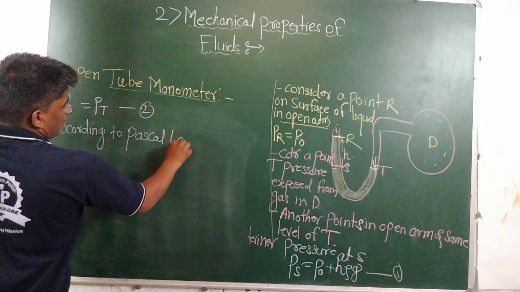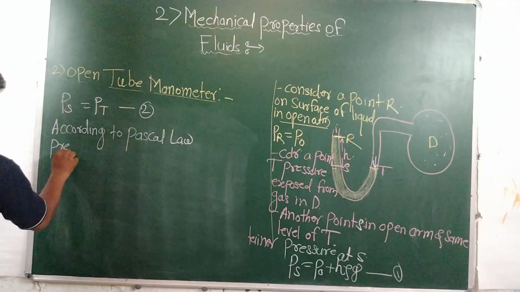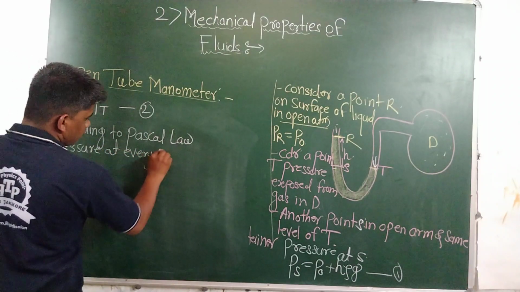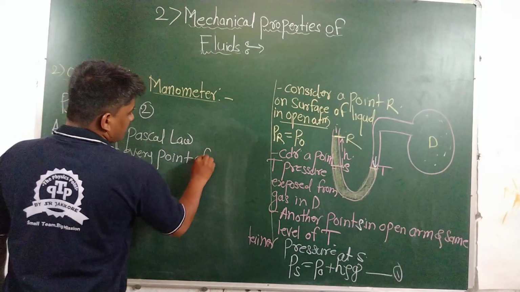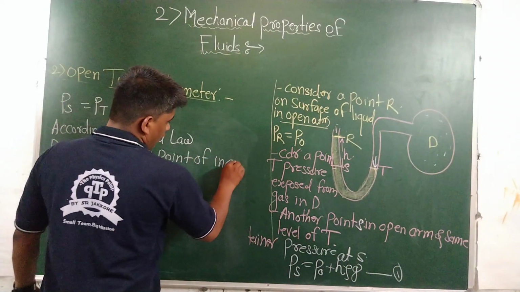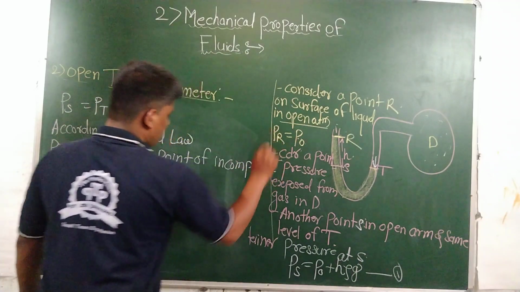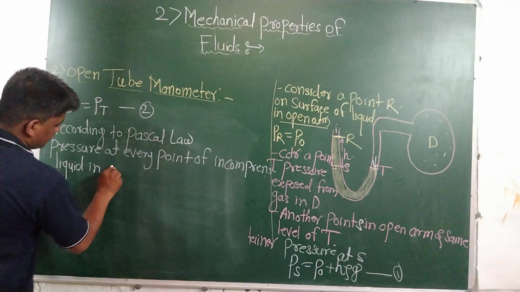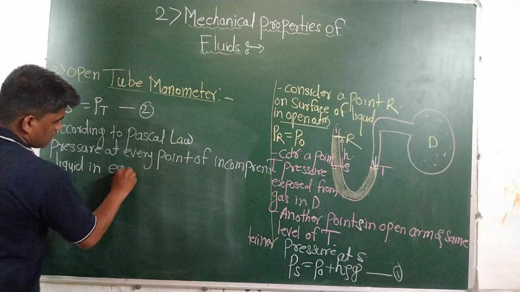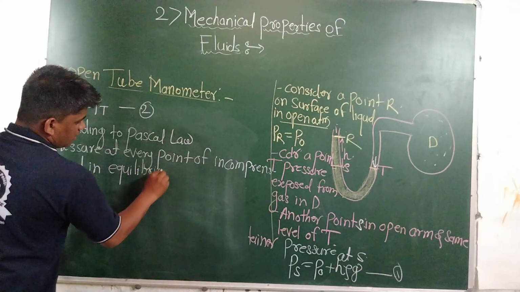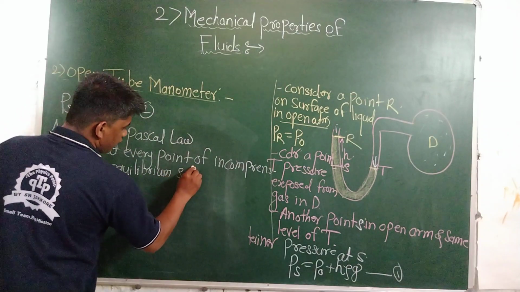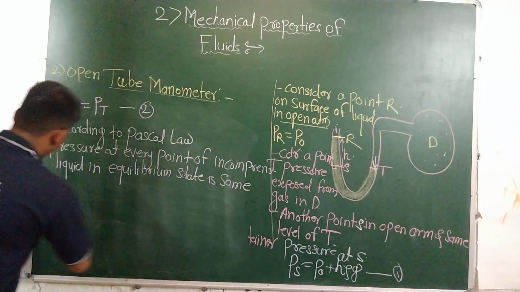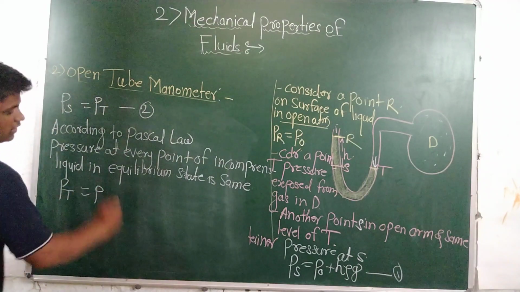According to Pascal's law, pressure at every point of incompressible liquid in equilibrium state is the same, then the pressure at a point T is equal to pressure in a hole, that is P.